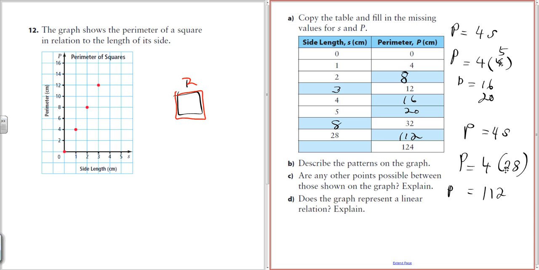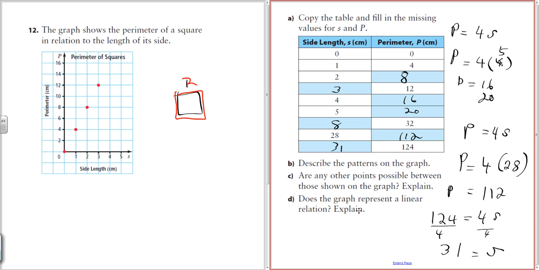And the last one, thank God. The perimeter we know is 124. So 124 equals 4 times s. Divide both sides by 4. S equals, well, what's 120 divided by 4? Well, 12 divided by 4 is 3, so 120 divided by 4 is 30. 4 divided by 4 is 1. So 30 and 1 is 31 centimeters.